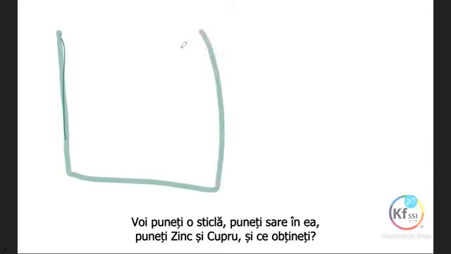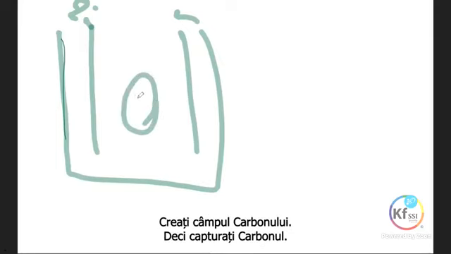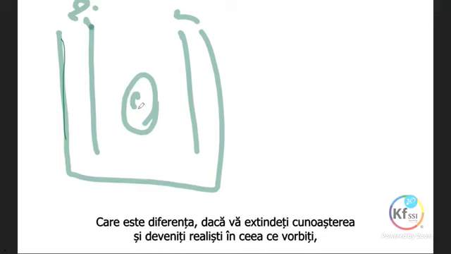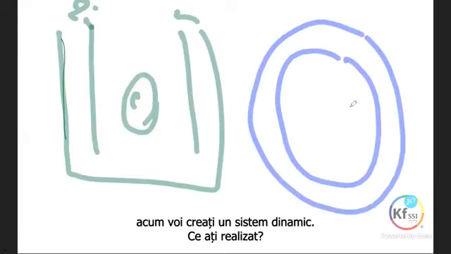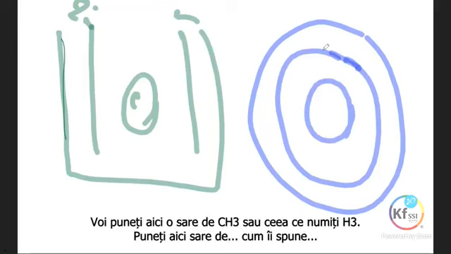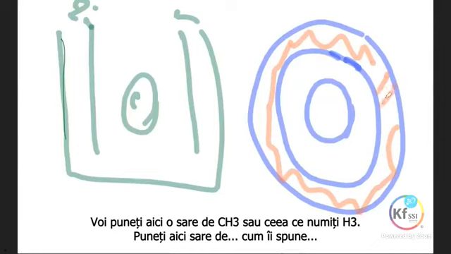You put a bottle, you put the salt in it, you put the zinc and copper in it. What did you get? You created the field of the copper. So you capture the copper. What's the difference if you extend your knowledge and become realistic in what you're talking about? Now you created a dynamic system. What have you done? You have put here a salt of CH3, or what you call H3.